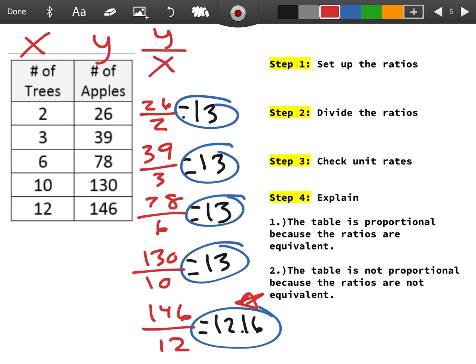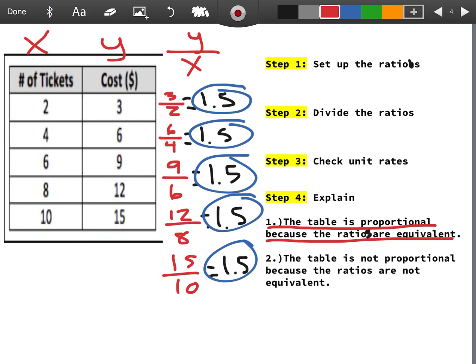So because I have one that's different, that means I'm going to go with explanation number 2. The table is not proportional because the ratios are not equivalent. So if I get one that's different, then that automatically means that the table is not proportional because the ratios are not equivalent. If I go back to the first one and they're all the same, that means that the table is proportional because the ratios are equivalent.